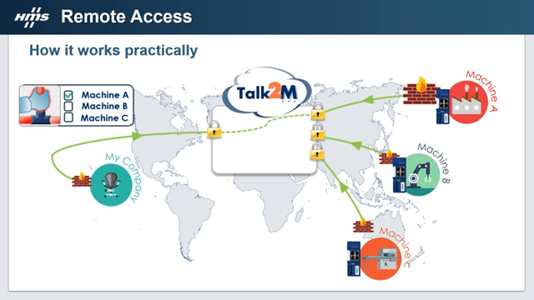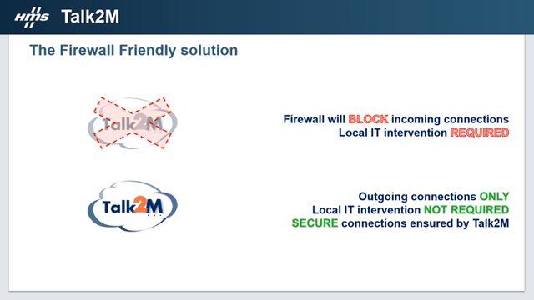Then, when the same user wants to connect to machine B, it first needs to close the connection with machine A before the connection with machine B can be made. Of course, this is the same with machine C. So, as I already said, only outgoing connections are used when setting up a connection to our Talk2M cloud. So our connections will not be blocked, which makes it what we call an IT-friendly solution.